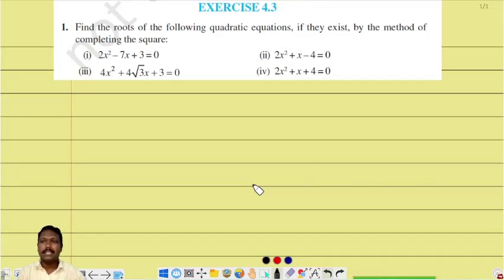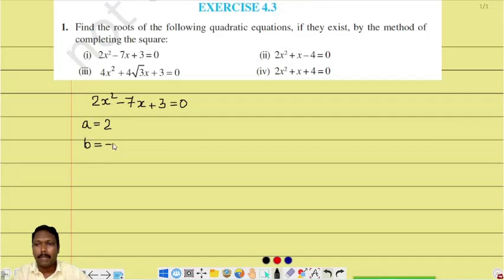So the first question is 2x squared minus 7x plus 3 equal to 0. So first we can find the discriminant of this equation. A is equal to 2, that is the coefficient of x square is 2. B is equal to negative 7, that is the coefficient of x. And C is equal to the constant term, which is 3.